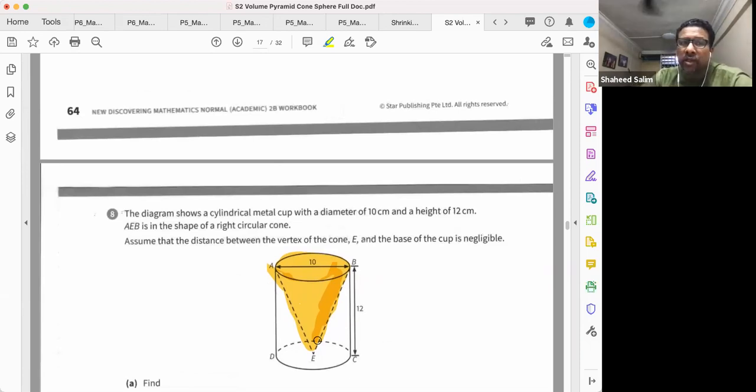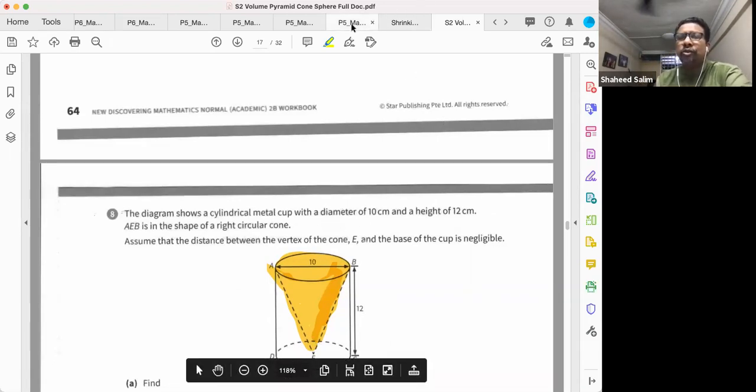So by the end of this session, you will know about volume of 3 things actually: pyramid, cone, and sphere volume. Shafi, something wrong?